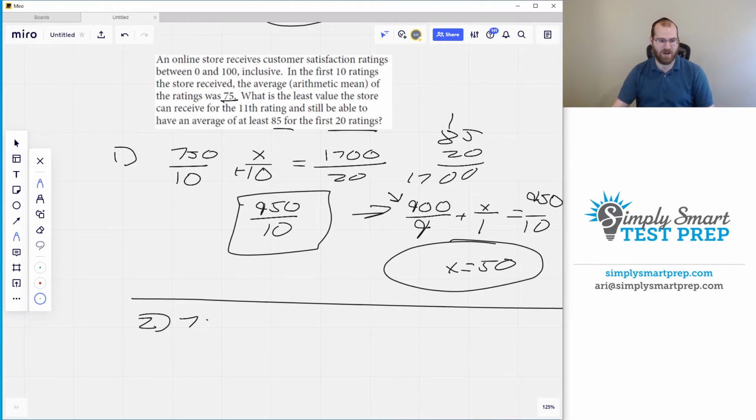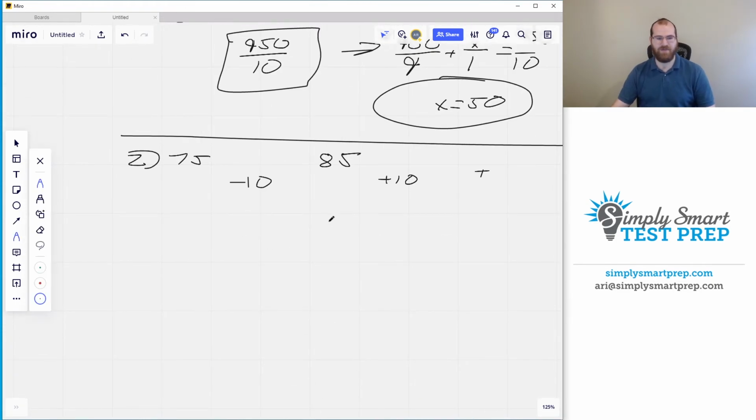All right, 75. Able to have an average, also mean, alarm bells, of at least 85 for the first 20 ratings. So my total average is 85. That means that this 75 for the first 10 was minus 10. So the average for the second 10 has to be plus 10 in order for this to even out to 0, which tells me plus 10 from 85, the overall average, means the average for the second 10 needs to be 95.